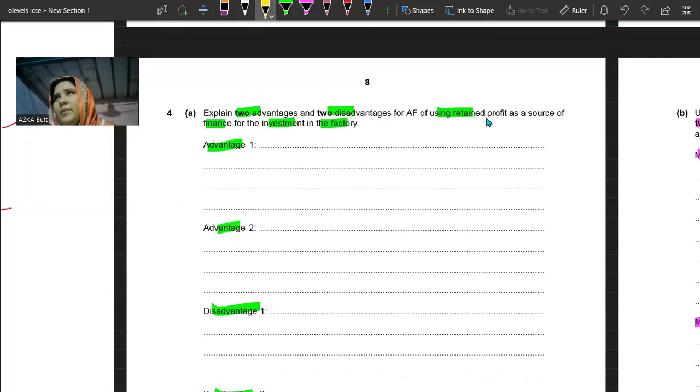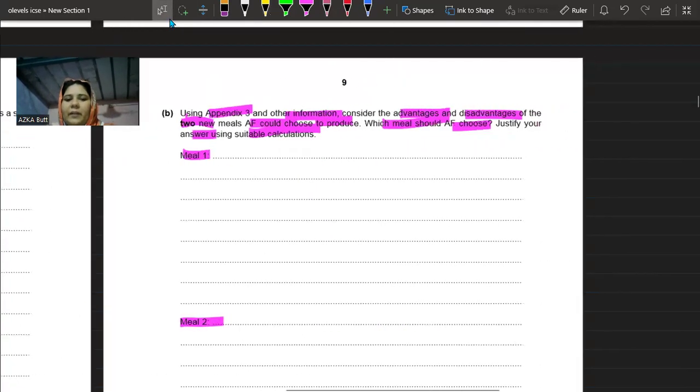But again, this would not be suitable because maybe this would not be sufficient. And also, if this is a partnership business, and we are using this retained profit to invest in something, it means that partners would have a very small share of profit, or maybe no share of profit. So this is a kind of demotivating thing for them.